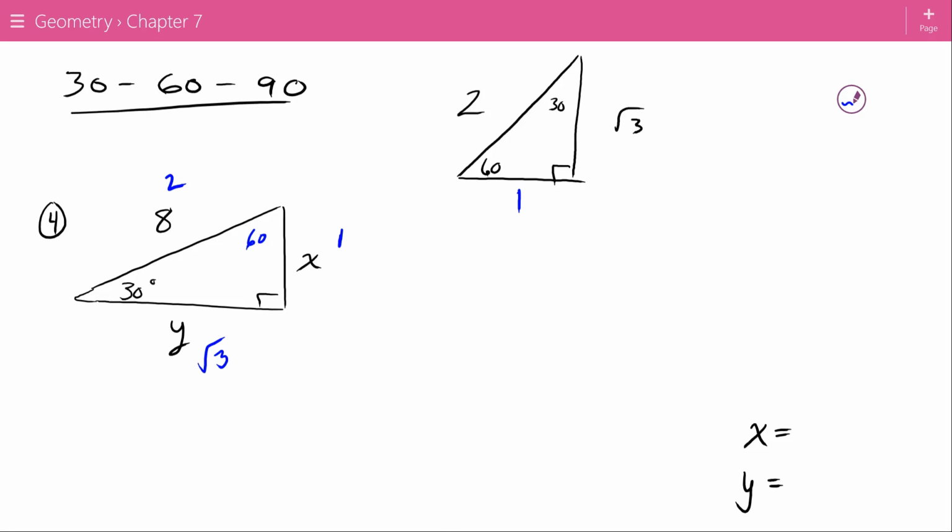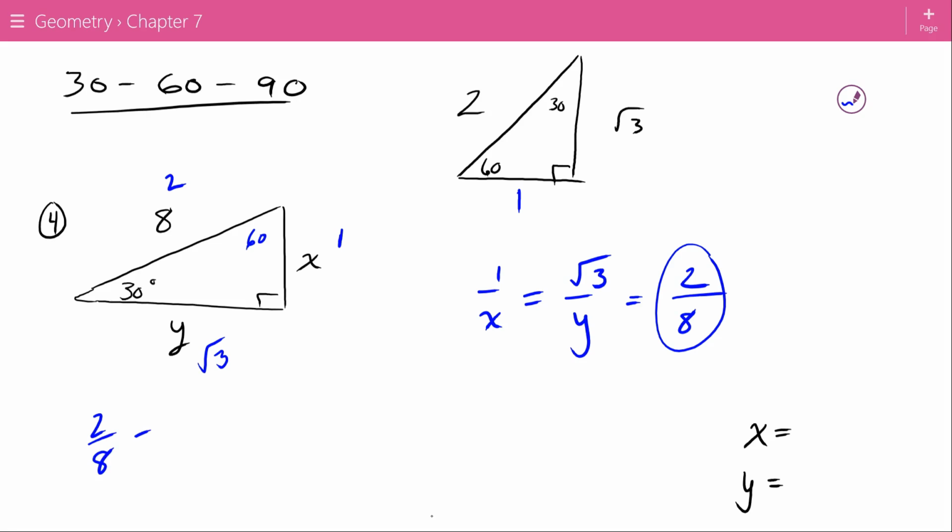So we're going to go ahead and write out our pattern. And our pattern is 1, root 3, 2. And then underneath it, we're going to go ahead and write out our corresponding side lengths given the problem. So 1 corresponds with x, root 3 with y, and 2 with 8. Now the 2 over 8, that's kind of our scale factor for this problem. That's the one that we really like, so we're going to go ahead and use that to set up 2 separate proportions and solve them both.